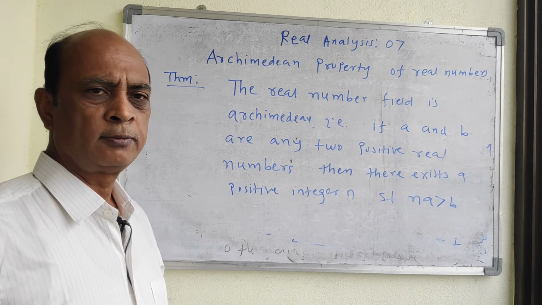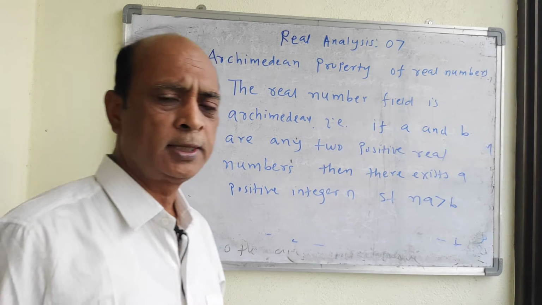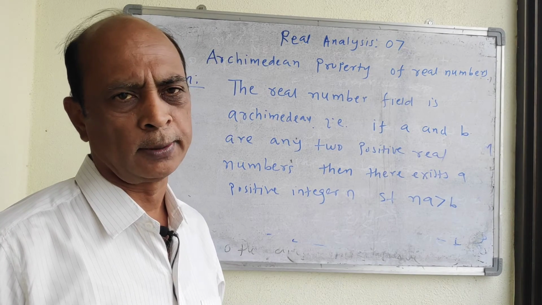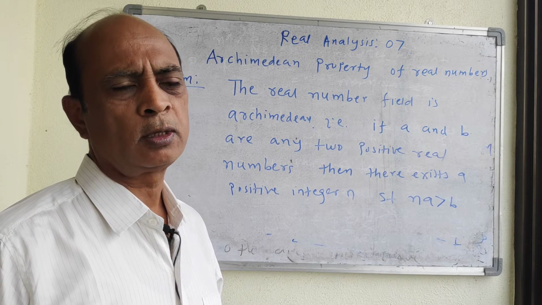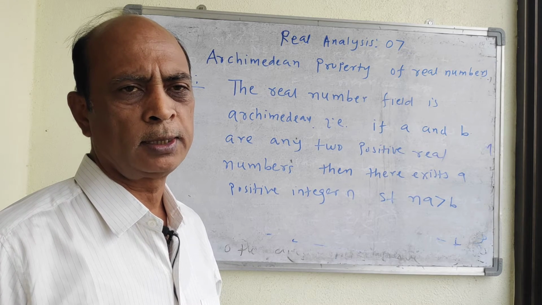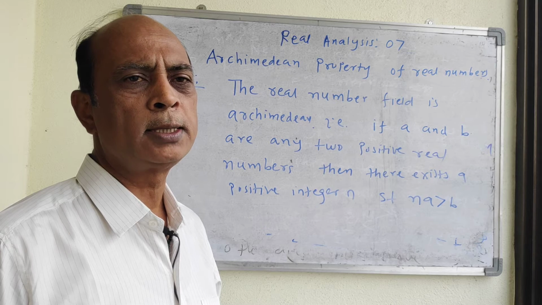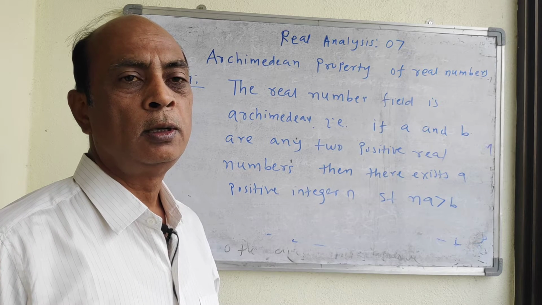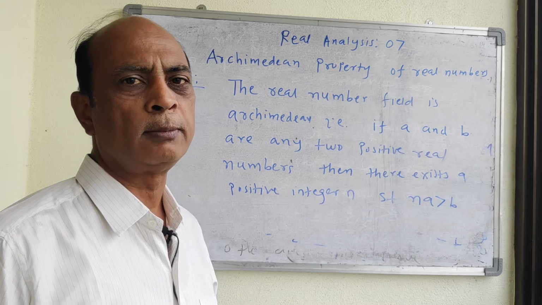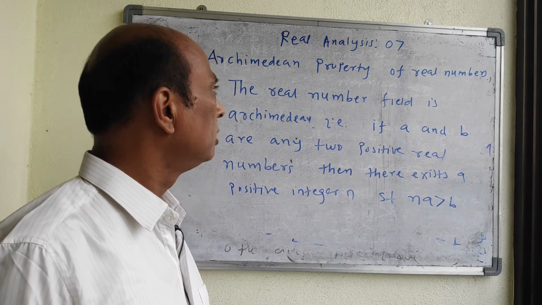Hello students, in the last period we have seen that the set of real numbers is not order complete. Not order complete means a non-empty set of real numbers that is bounded above has no least upper bound. We have proved this theorem in the last lecture.